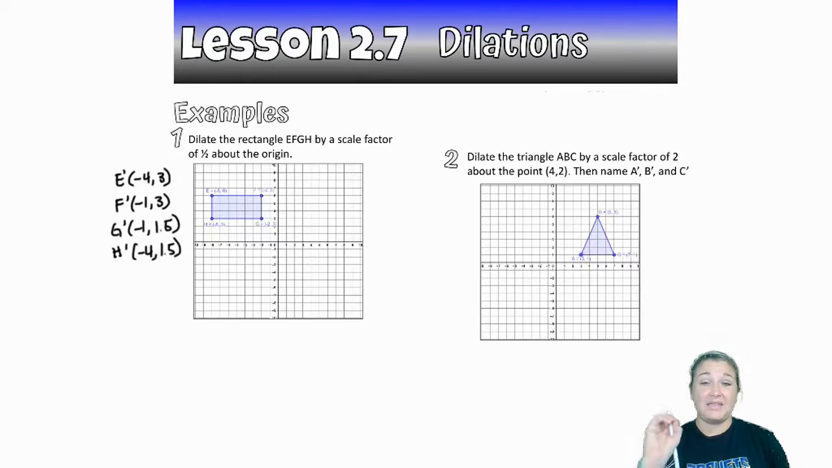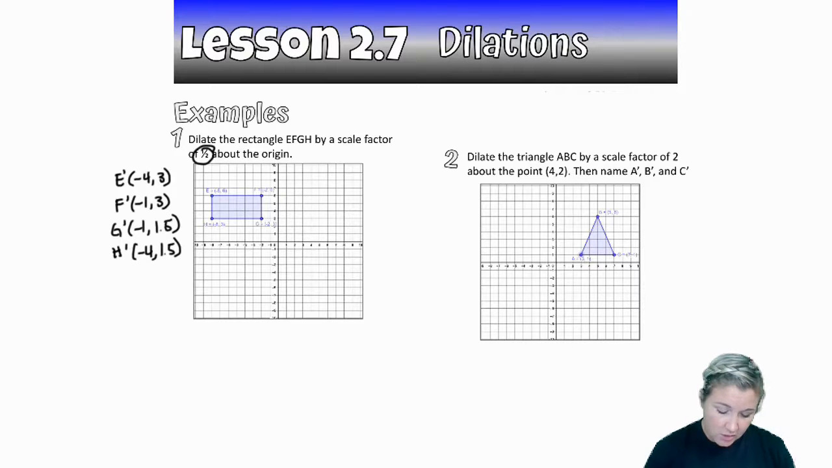So all I did was take the x value and multiply it by my scale factor, which was 1/2. Again, that's the same thing as dividing by 2. So our shape is going to be smaller. My scale factor is between 0 and 1. If it's a fraction, then you're going to have a smaller shape, and if it's larger than 1, then it's going to be a bigger shape. That's another way to double check yourself.